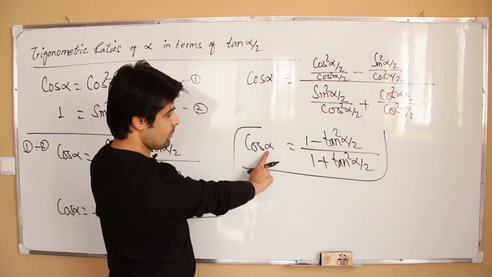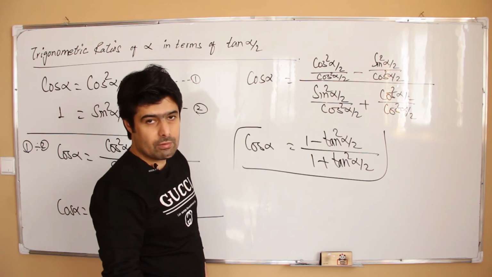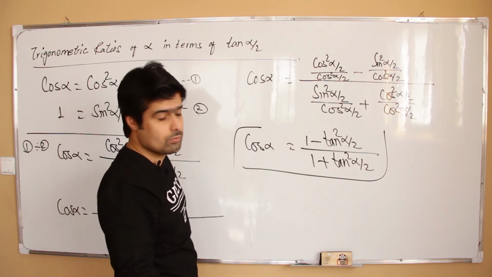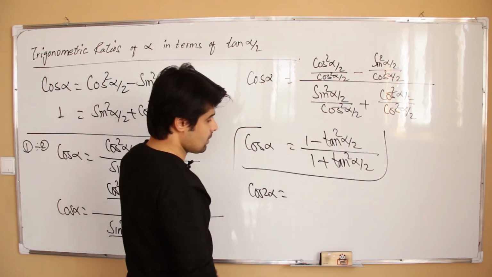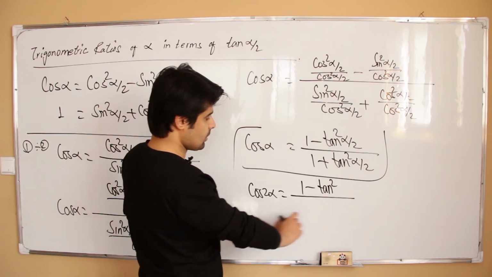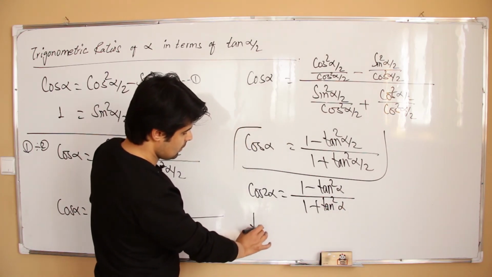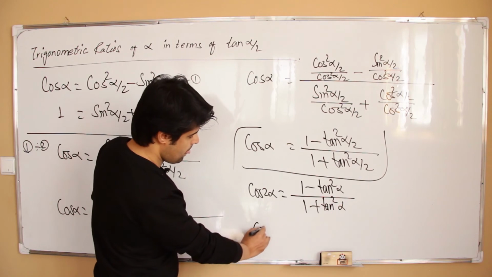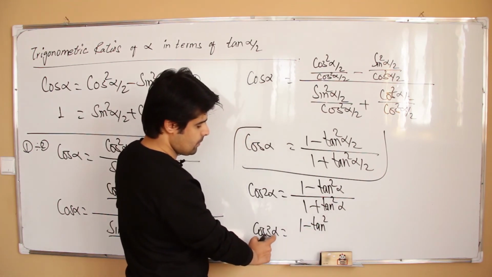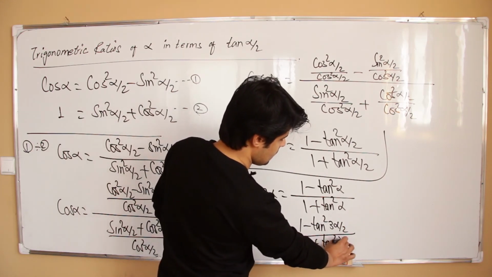Now for cosine alpha, it is half. For 2 alpha, it's 1 alpha. For 3 alpha, it's 3 alpha by 2. For 4 alpha, it is 2 alpha. For 5 alpha, 5 alpha by 2. Am I right or not? For cosine of 2 alpha in terms of tangent, it is 1 minus tangent square of alpha over 1 plus tangent square of alpha. For cosine of 3 alpha, the formula is 1 minus tangent square of 3 alpha by 2, over 1 plus tangent square of 3 alpha by 2.